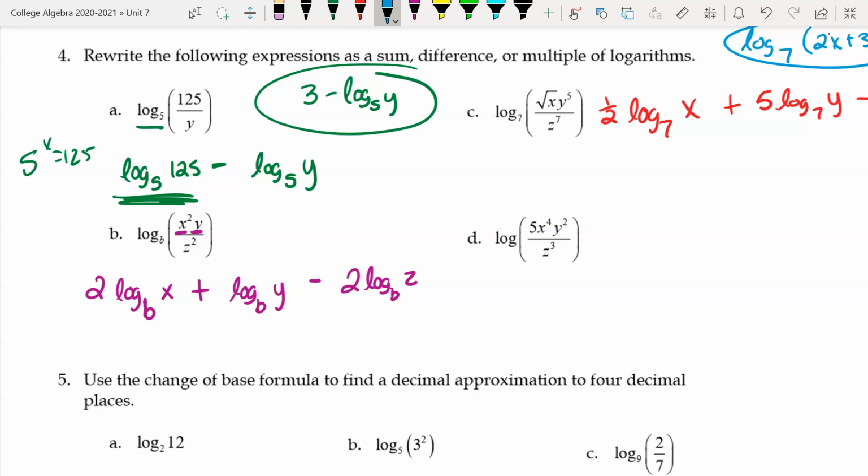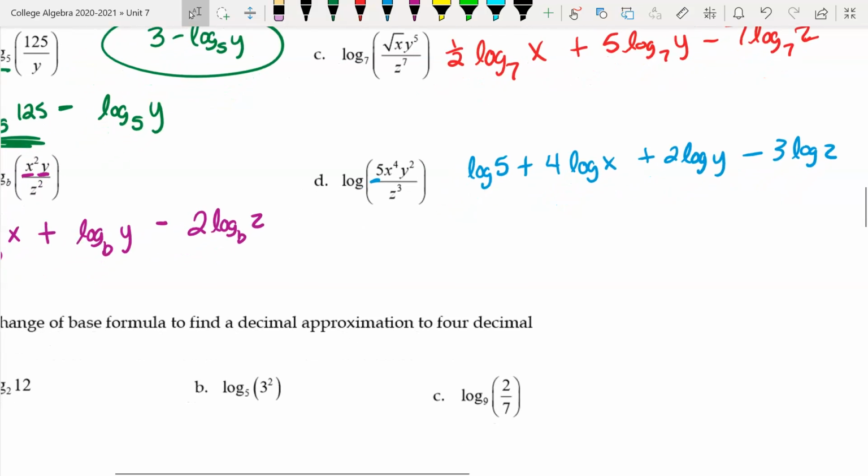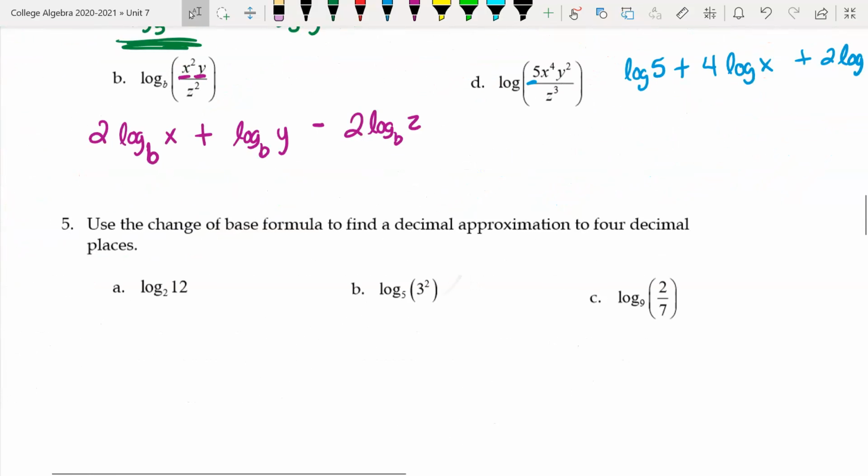Last one. Log of 5 plus, so 5 is its own thing. Then I go to x, 4 log of x plus 2 log of y minus 3 log of z. And that's rewriting it as multiple logs.